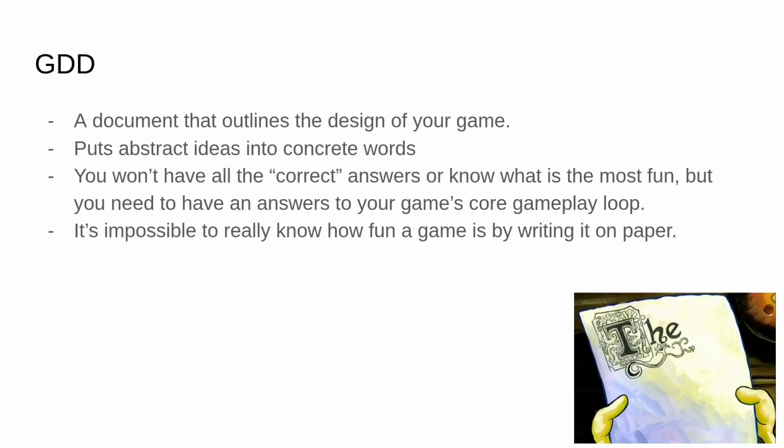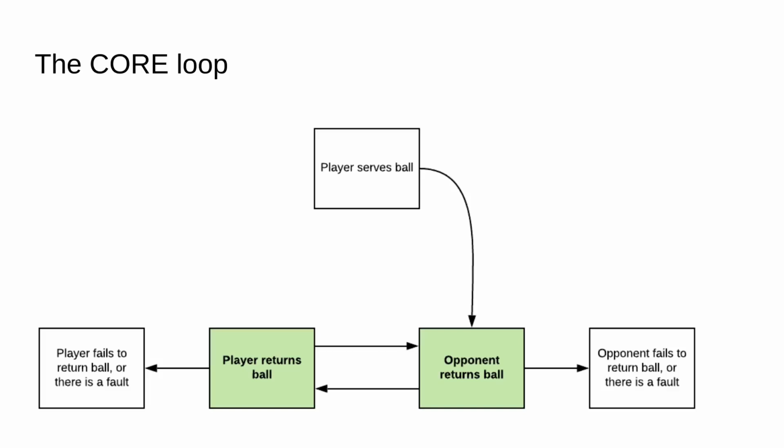But you need to have a core gameplay loop established, even if it's not the final one that you're going to go with. A core gameplay loop can be represented as a diagram of the states that your game exists in and the sort of verbs that your player would be doing. For example, this is the core loop of tennis: player serves ball, player returns ball, opponent returns ball, and then this loops forever until either opponent fails to return ball or there's a fault, or player fails to return ball or there's a fault. So you'll be required to create a core loop diagram of whatever game you're coming up with.